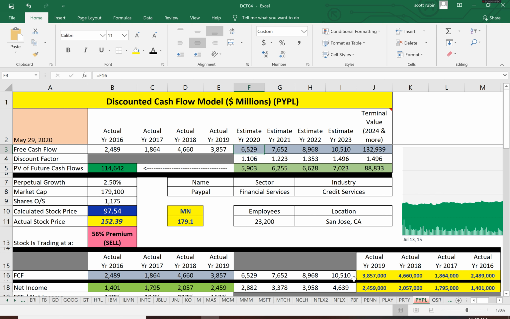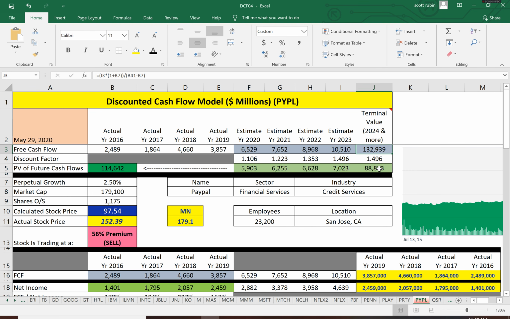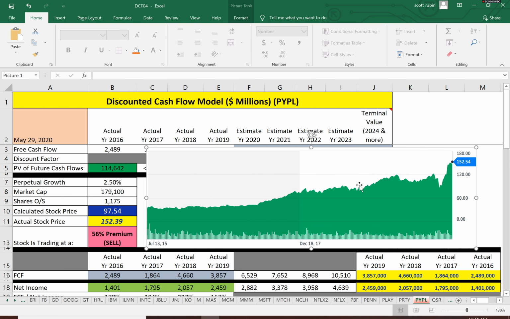So we calculated the future free cash flow based off of their current financials. And we discounted that back to today's dollars. So the value of the company is $115 billion, and we divide that by 1.1 billion shares. We calculate an intrinsic value of $98 a share, even though it's trading at 152. So it was trading closer to intrinsic about a year ago, but it's been bid up a lot. It's at its all-time high, it seems.